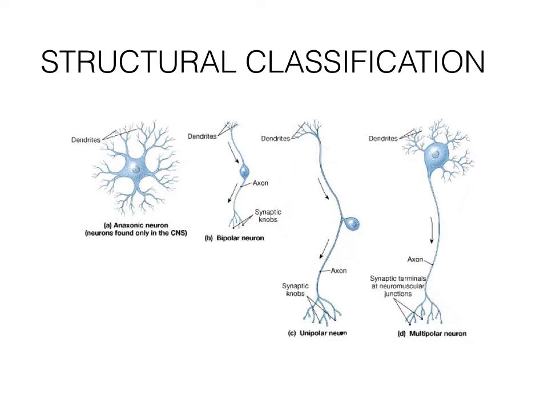The other one is a multipolar neuron. You can see there is a cell body with multiple dendrites and one axon. Such multipolar neurons are very numerous within the central nervous system. And the first one, which I did not mention, is this one. This is called anaxonic neurons. These are also found in the CNS. So this is the structural classification of the neurons.